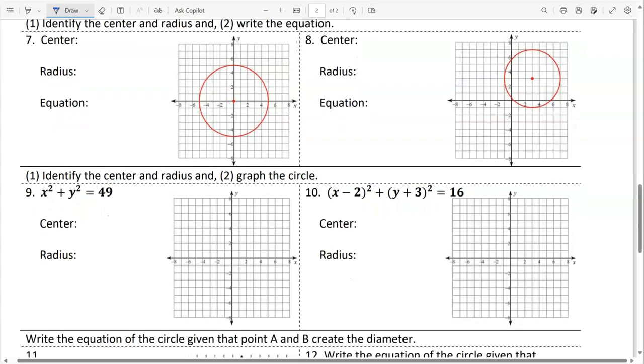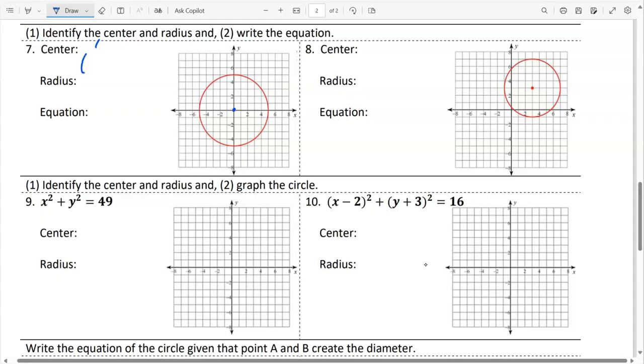Circles. Identify the center and radius, then write the equation. Center is at the origin, (0, 0). My radius goes out to 5. So I just get x squared plus y squared equals 5 squared, or 25. Both are appropriate.